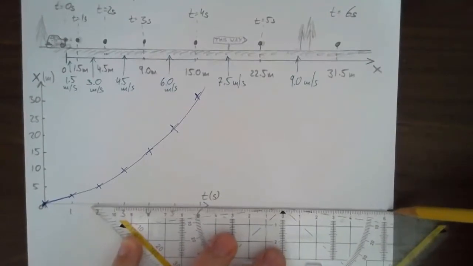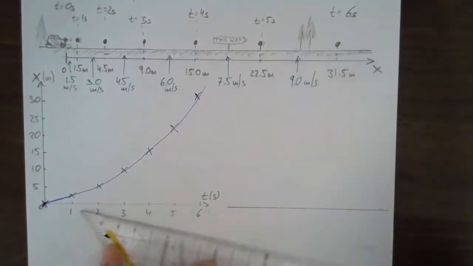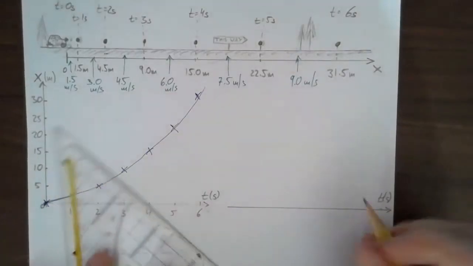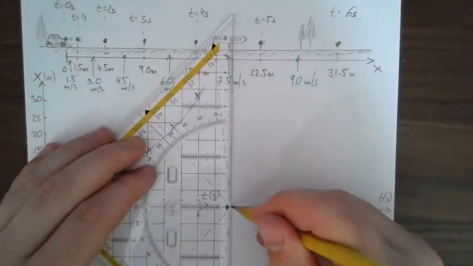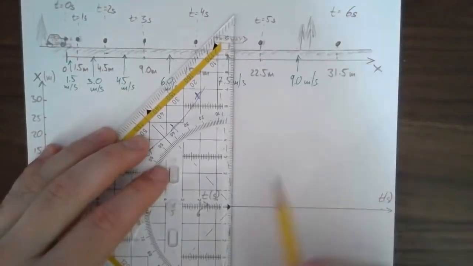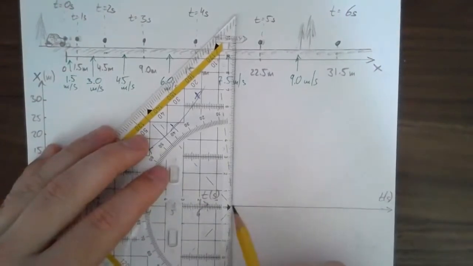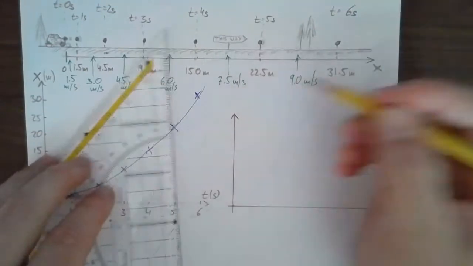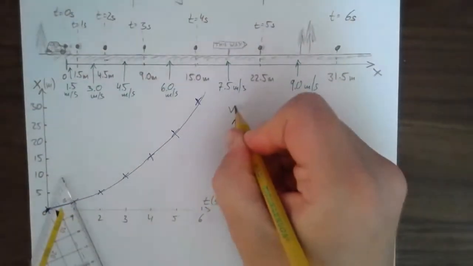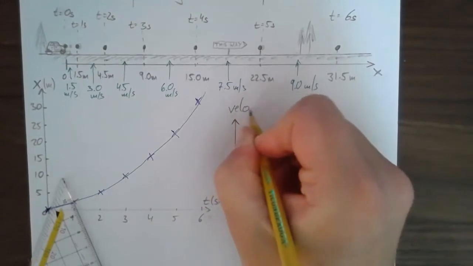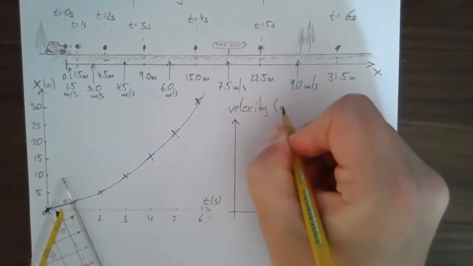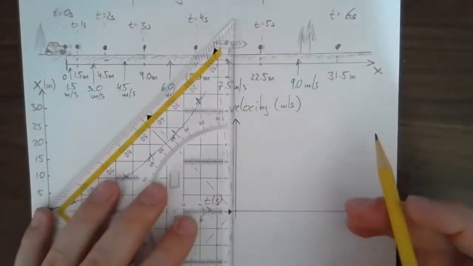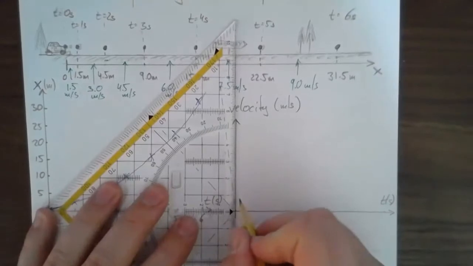So here, let's see how big I can make this, like this. This is going to be my time in seconds. And then going up, we're going to have the velocity. We're going to go up to 9, so I guess I'd have to make this like this. I'm going to write out velocity, V, in meters per second. Okay, I need a bit of a scale here. I'm trying to be somewhat accurate.